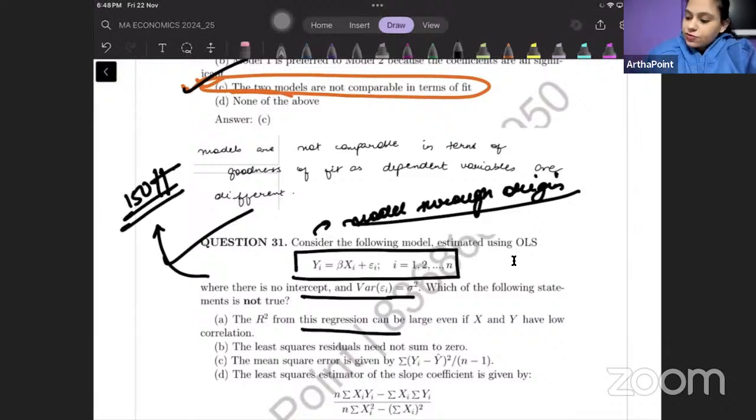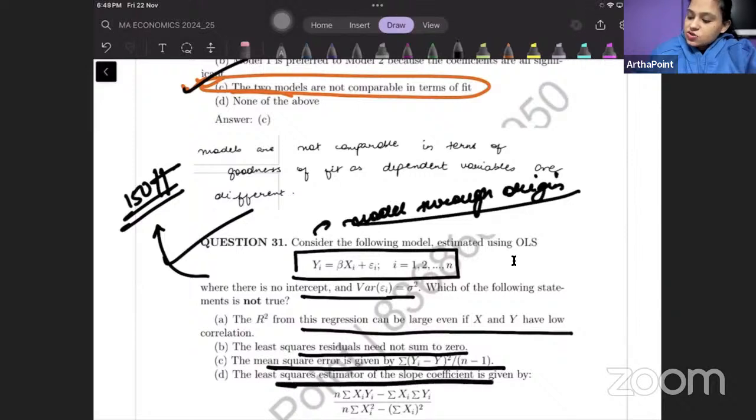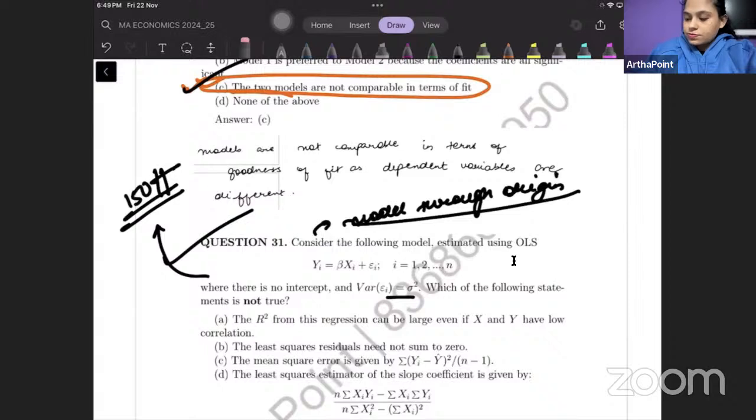The R square from this regression can be large. Least square residuals need not sum to 0. Mean square error is this. Least squares coefficient is this. Tell which of the following statements is not true.